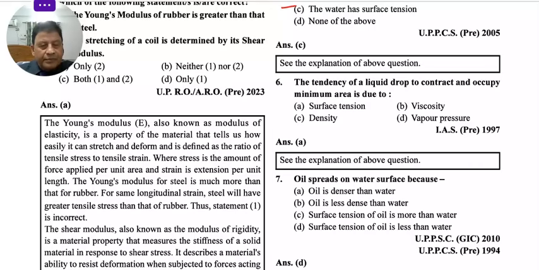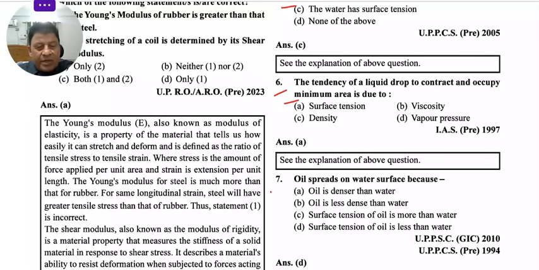देखिए this one, the tendency of a liquid drop to contract and occupy minimum surface area is due to surface tension. ये definition नहीं है. So right response is A.